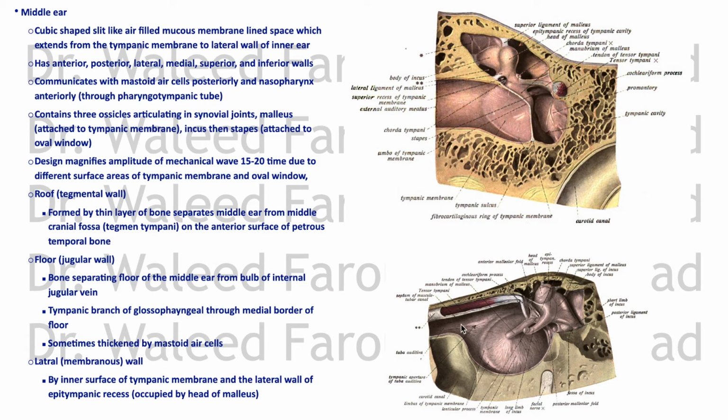This is the opening for the tube in the anterior wall of the middle ear. Now it's full of the three ossicles: the malleus, the incus, and the stapes. See, this is the malleus, this is the incus, but the stapes is not showing because it's towards us, towards the lateral side. Now we're looking at the lateral wall of the middle ear from the inside.